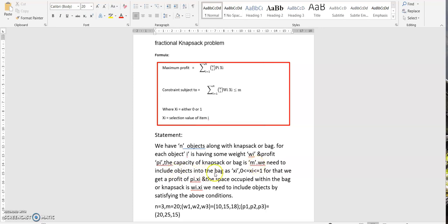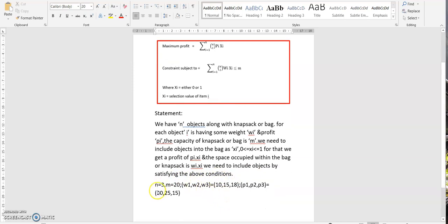M. We need to include objects into the bag as xi. For that we get a profit of Pixi, and the space occupied within the bag or knapsack is Wixi. We need to include objects by satisfying the above conditions. Okay, n equal to 3, m equal to 20, and these are the three weights and these three are the profits.